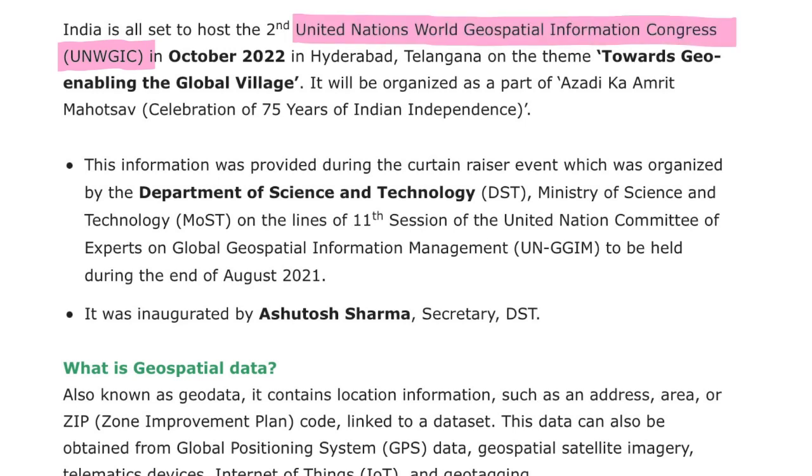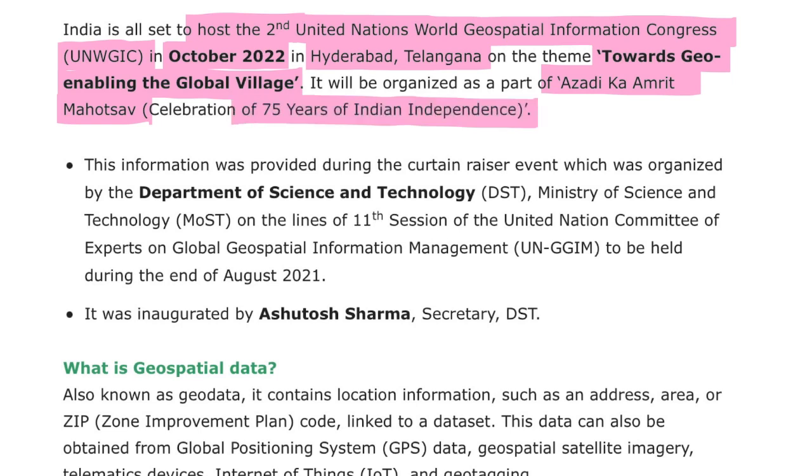So India is set to host the second edition of the United Nations World Geospatial Information Congress in October 2022, and this will be hosted in Hyderabad, Telangana. The theme for this particular edition will be towards geo-enabling the global village. It will be organized as a part of Azadi Ka Amrit Mahotsav, that is for the celebration of 75 years of independence.